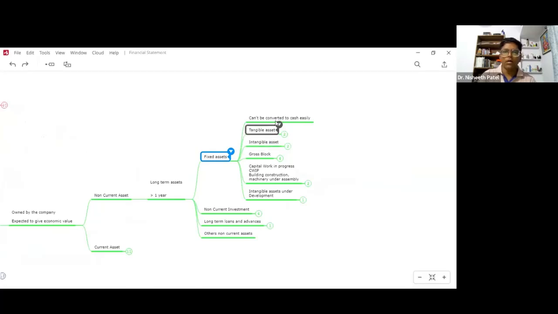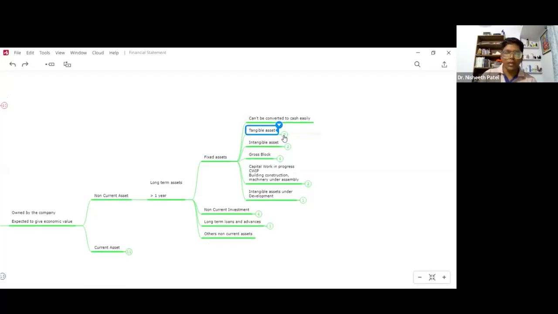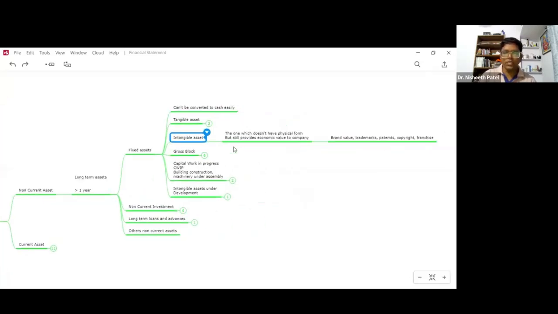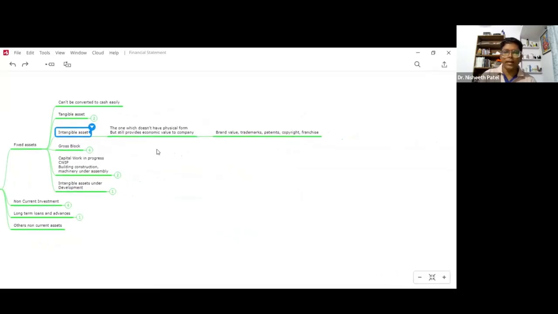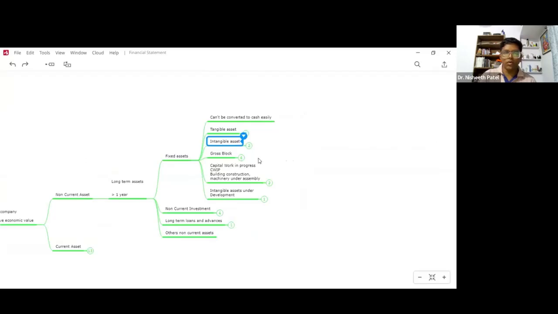They cannot be converted to cash easily, the non-current assets. They are tangible assets like plant, machinery, laptops, buildings, lands, etc. Intangible assets, as we have seen, are brands, trademarks, patents, copyrights, and the franchisee model.